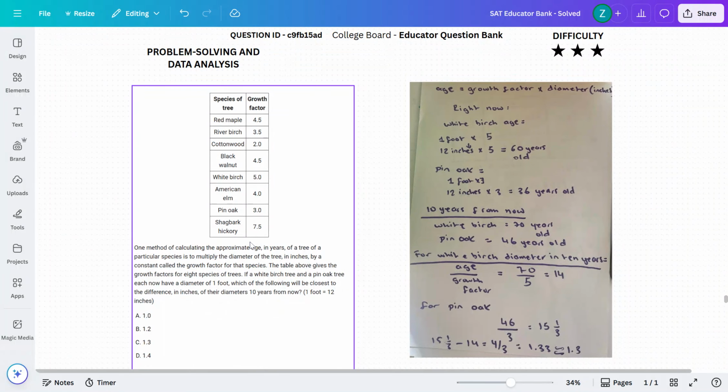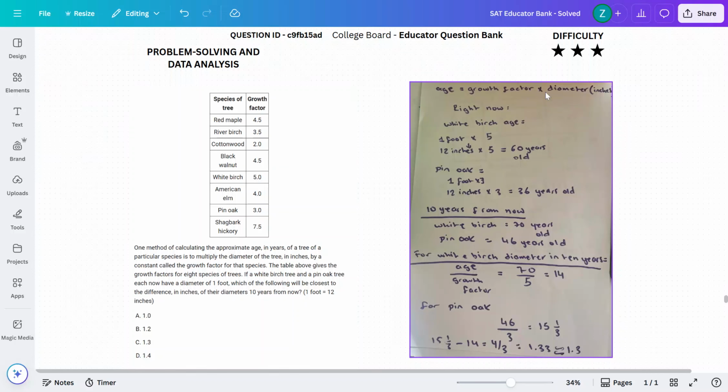Now, one method of calculating the approximate age in years of a tree of a particular species is to multiply the diameter of the tree in inches by a constant called the growth factor for that species. Now, I've just listed that in my answer sheet. So the age of a particular tree is found by multiplying the growth factor, which is a constant, by the diameter in inches of that tree at that moment.